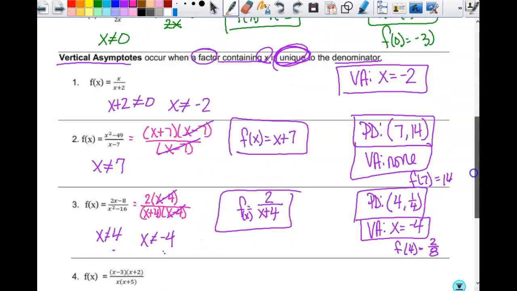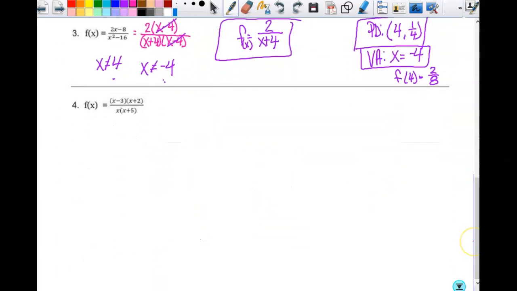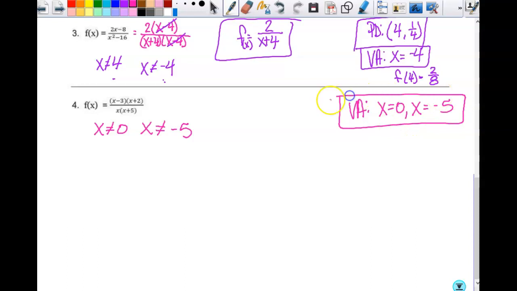All right. Let's go down to number 4. It's already factored for us, right? Can I reduce anything? No. Do I have a vertical asymptote? Yes, I actually have how many? 2. Because I know x cannot equal 0 and x cannot equal negative 5. So I have vertical asymptotes at x equals 0 and x equals negative 5. Okay? We all okay with that? Yes, yes? Okay, good deal. Let's flip it over.